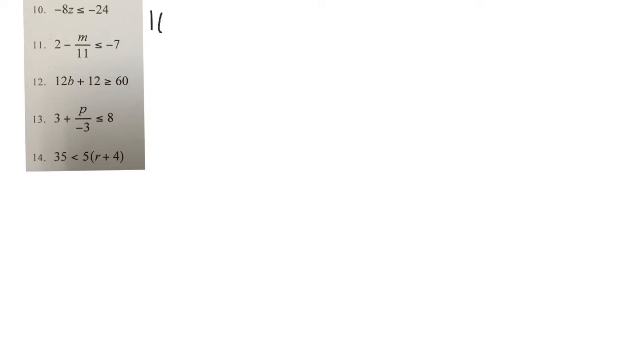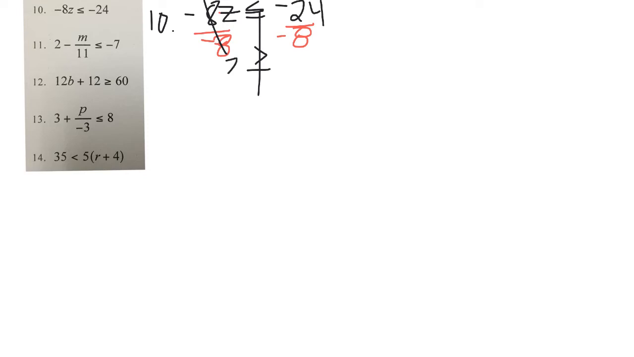Okay, number 10. Negative 8z less than or equal to negative 24. That's multiplication, so we're going to divide by the negative 8. And the number that I'm dividing by is negative, so my sign is going to change to greater than or equal to. The 8's divide out, and z is greater than or equal to 3.